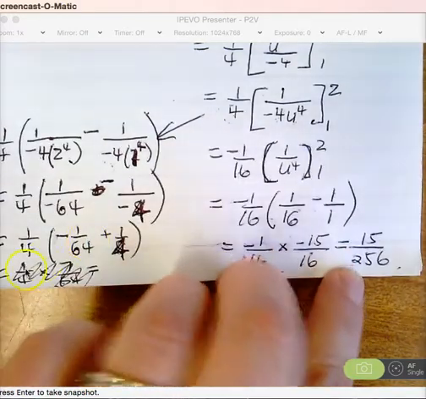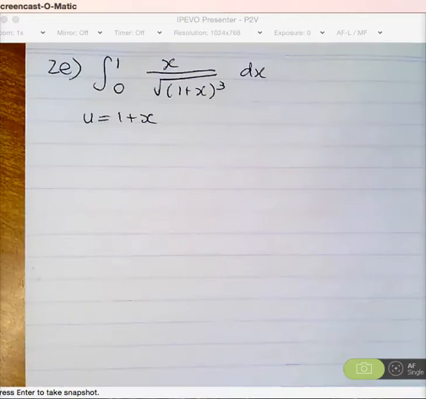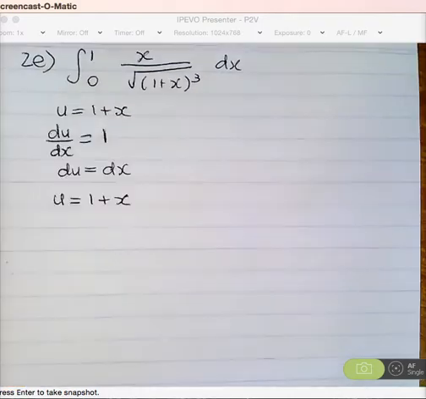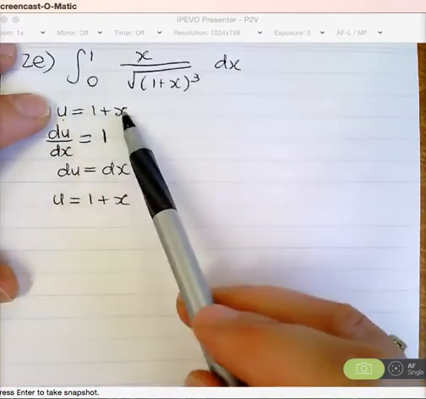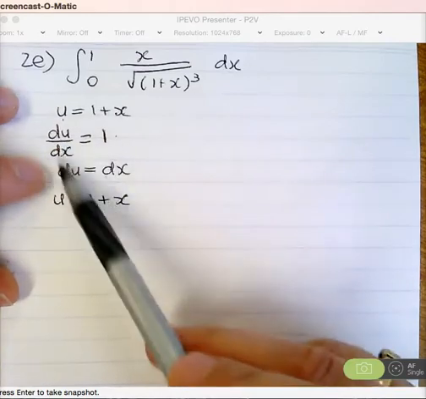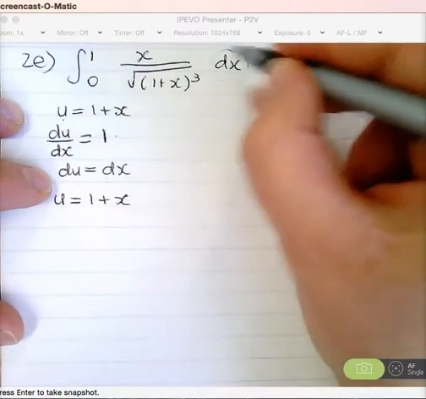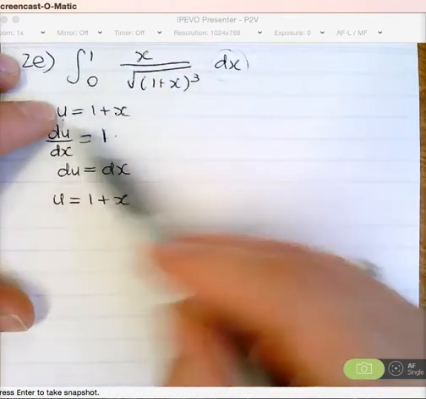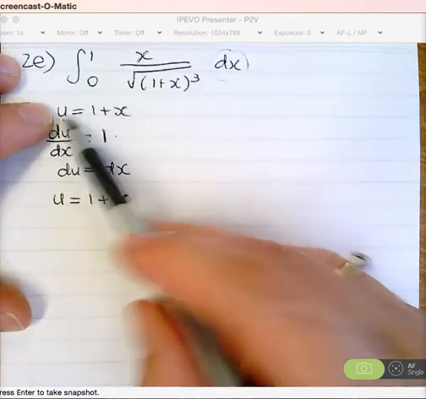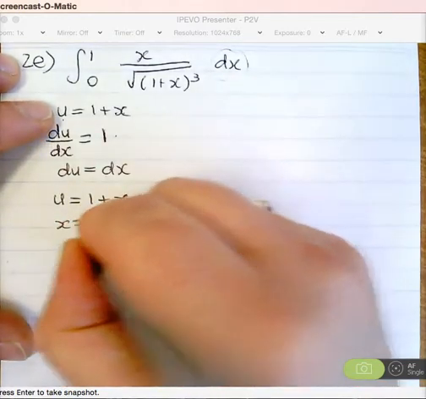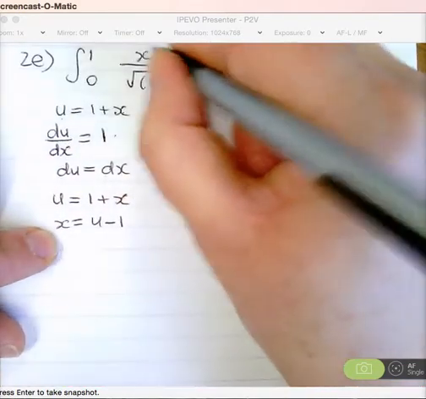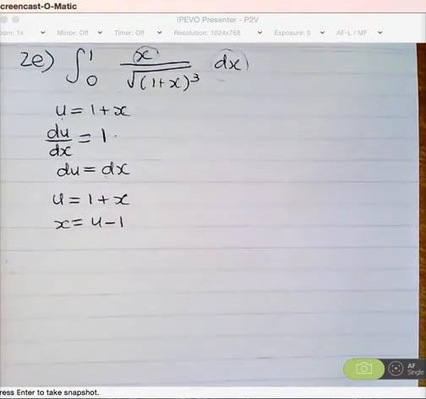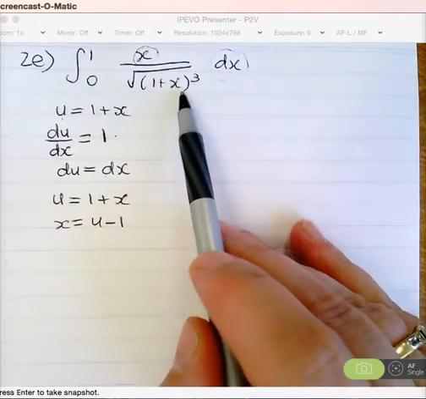Okay, next question. We're now doing question 2e. Can you please have a go now? The substitution is u is 1 plus x. Question 2e, when we get u is 1 plus x, du dx is 1, du equals dx. So the dx is taken care of. But we still have to make a substitution for the x. So go back and look at your equation. U is 1 plus x, therefore x is u minus 1. That's done. Okay, the bottom is done.